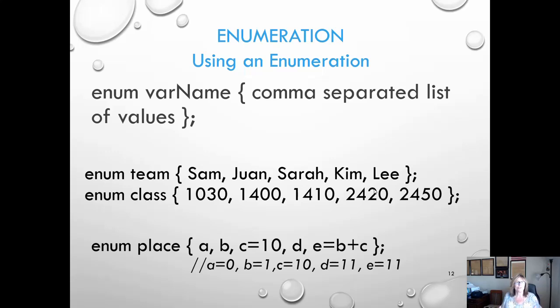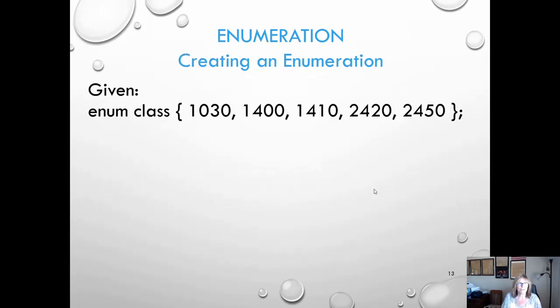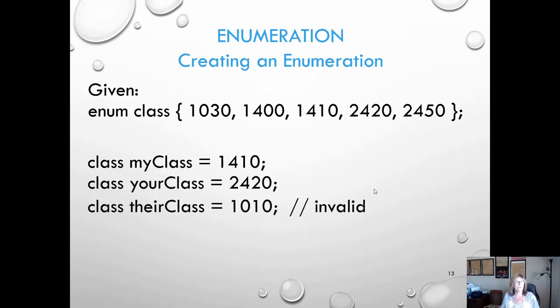So enumerators, what is the point of an enumerator? Well, here's an example of a class that we were saying. There's only 5 options for a variable of the enum class. So if I were to create a class object called my class, I could set it to 1410. If I were to create a class object called your class, I could set it to 2420. But if I were to create another class object and attempt to set it to 1010, that would be an invalid value because it is not one in the list.